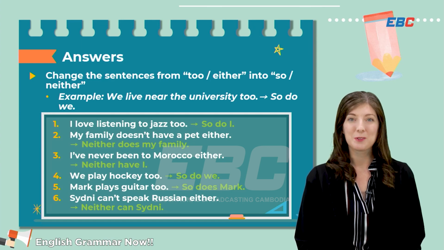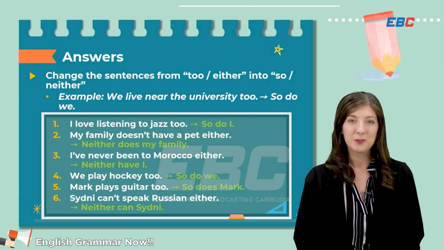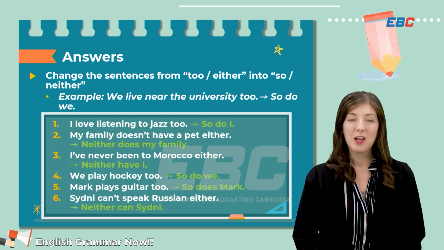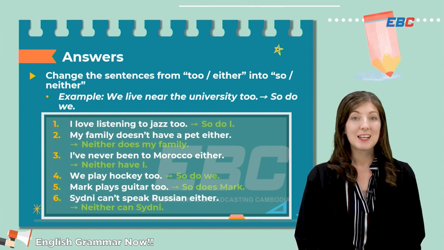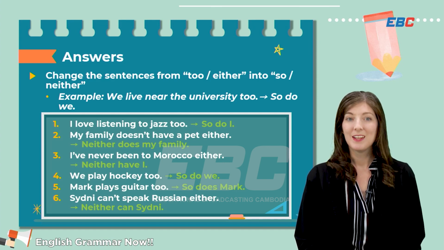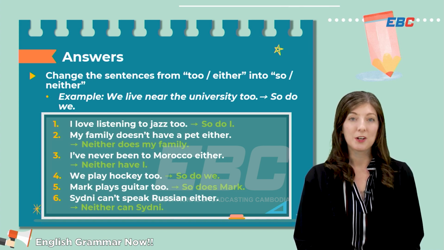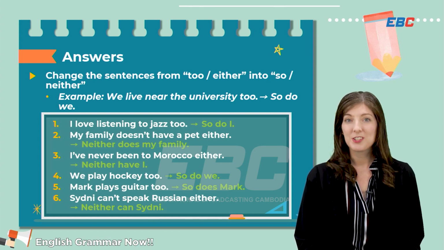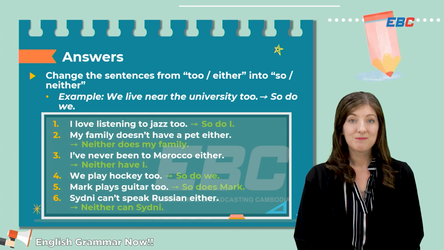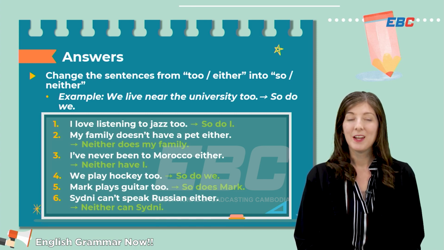Here's the answers to those questions. Number 1, I love listening to jazz too. We could change this into so do I. Number 2, my family doesn't have a pet either. We could change this into neither does my family. Number 3, I've never been to Morocco either. We could change this into neither have I. Number 4, we play hockey too. We could change it to so do we.